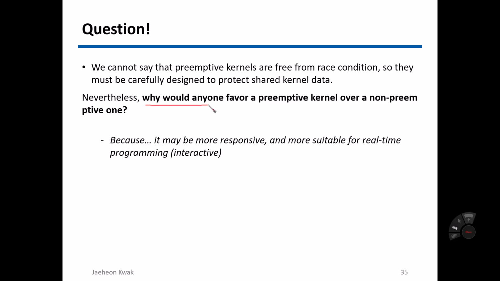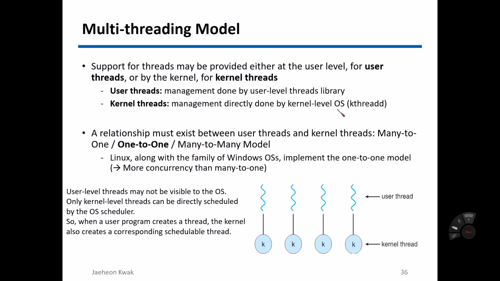Nevertheless, why would anyone favor a preemptive kernel over a non-preemptive one? Most operating systems currently use preemptive scheduling. This is because it is more responsive and more suitable for real-time programming. For interactive computing, we have to use the preemptive kernel. So even if we suffer from the race condition, most computers are using this preemptive kernel.